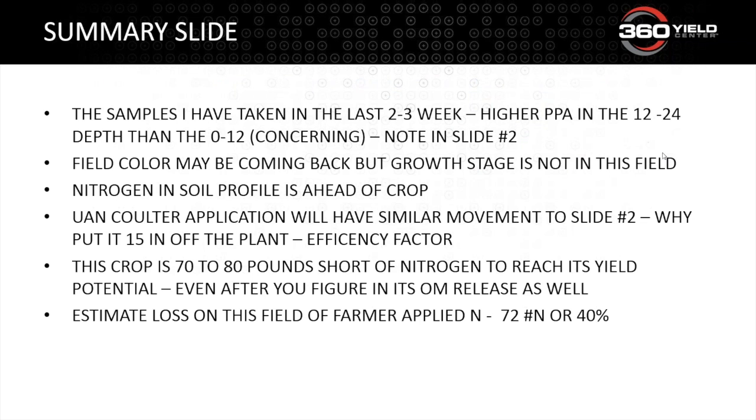So the summary of this slide is, and what is the gap? So the samples I took in the last year, higher PPA, again in the 12 to 24 than it is in the 0 to 12. Field color may be coming back, but the growth stage is not. Nitrogen in the soil profile is ahead of the crop.